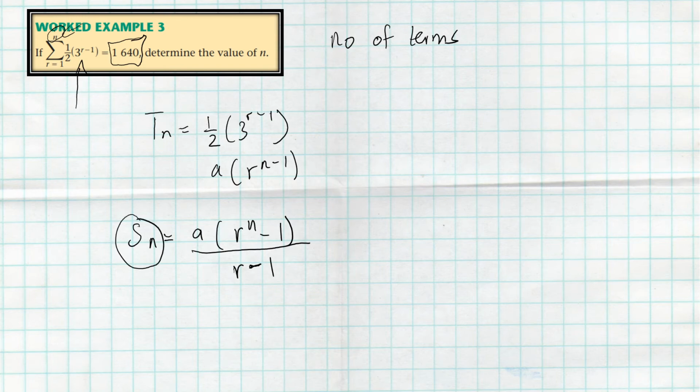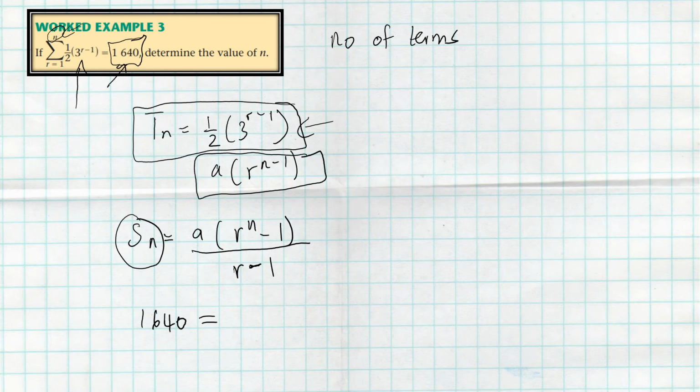So what is our sum? We are already given the answer for the sum. It's 1640, so where there is Sn, we are going to put 1640 as that is our sum. What is our value of a? If you check this Tn that we are given, it's in the standard general formula way of a geometric sequence, so it's easier to identify a, but sometimes they might give you a general formula like this.